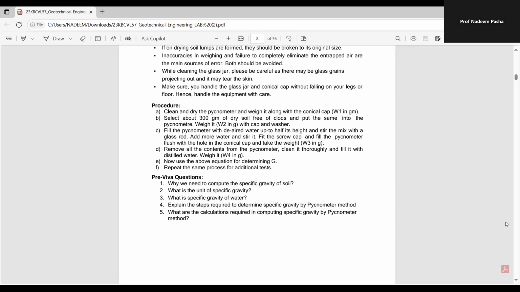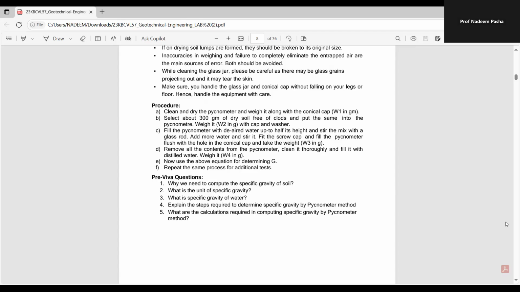So once again, I'm telling you, just listen. What is W1, W2, W3, and W4? First, W1 is the weight of the empty pycnometer with conical cap. Next, you have to take 300 grams of dried soil sample, which is free from clots, and weigh it again. That will be W2 gram.